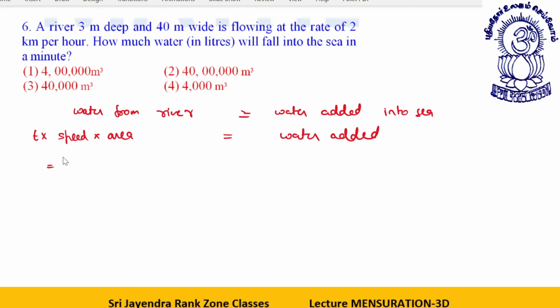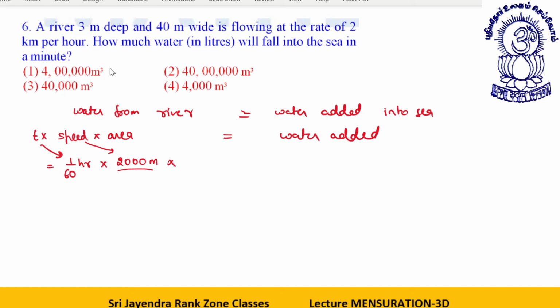See, first of all, 1 minute means 1 by 60 hour. Speed is how much? Speed is at the rate of 2 kilometer per hour. 2 kilometer means 2000 meter. Fine, 2000 meter in 1 hour. No problem. This is the time in hour. This is the speed in hour. Fine. I should write it like this. This is the time. This is the speed.